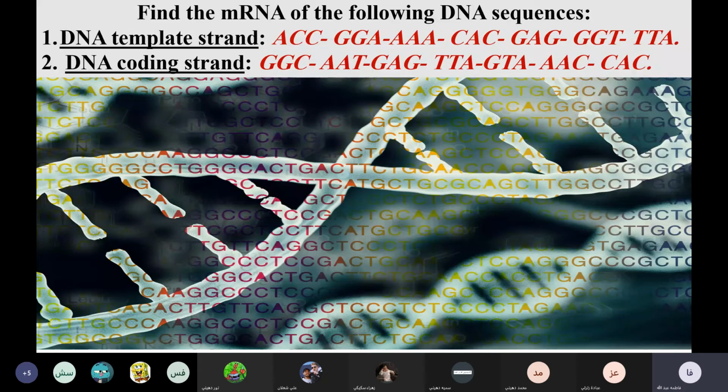Okay, I need you now to find the messenger RNA of the following DNA sequences. Sometimes I am given the DNA template strand, sometimes the DNA coding strand. How do I get the messenger RNA from here? I will give you 1 minute to find the messenger RNA from the template and from the coding strand.